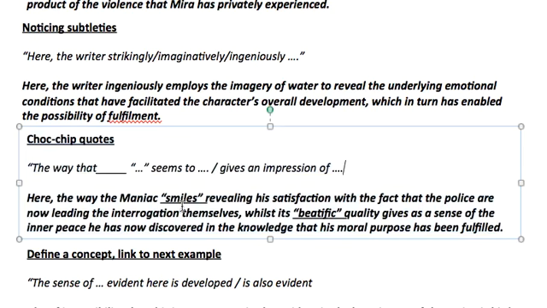Here, the way that the maniac smiles, revealing his satisfaction with the fact that the police are now leading the interrogation themselves, whilst its beatific quality gives us a sense of the inner peace he has now discovered in the knowledge that his moral purpose has been fulfilled.